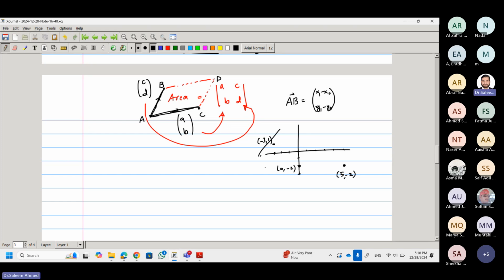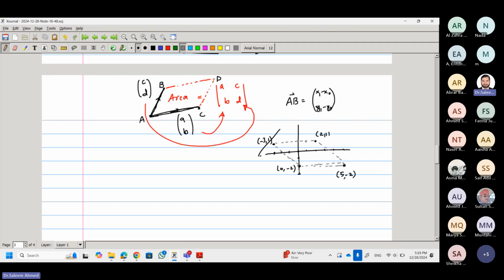And 5, minus 2, minus 1. 2, 2, 1. Minus 3, 1, and 2, 1. So 2, 1 is this point, right? So this is 2, 1. So see, it's a parallelogram. If you join these points, see, these 2 vectors are parallel. And if you join these 2 points, they are also parallel. So it is a parallelogram which they gave me.